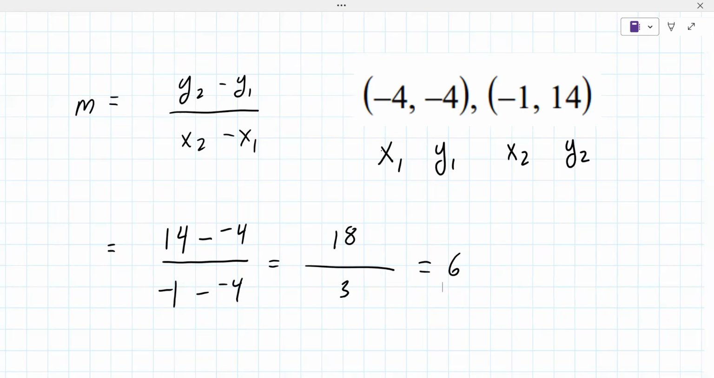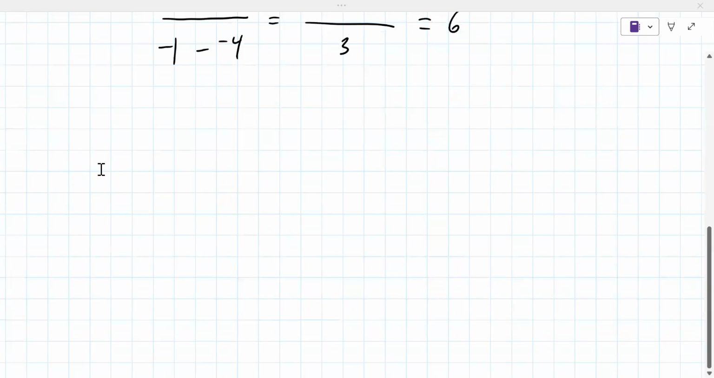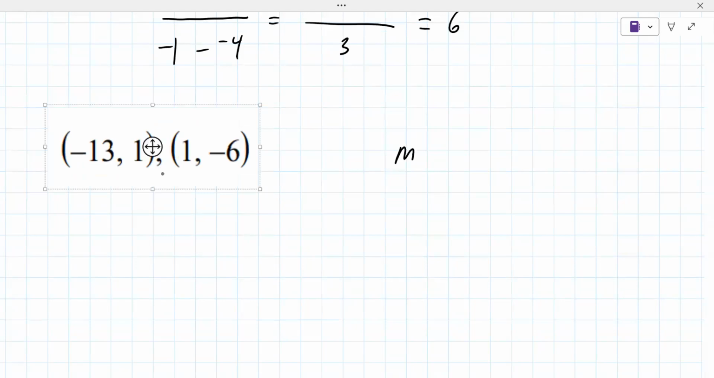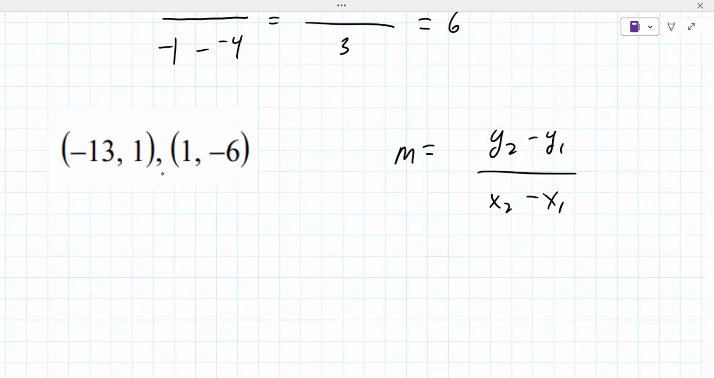So I'm going to give you a new problem to work on here. Again, I'm not trying to be difficult here. Just give you some new points. You just got to be able to put this into the formula. I mean, that's the key here. Slope is y2 minus y1 over x2 minus x1.